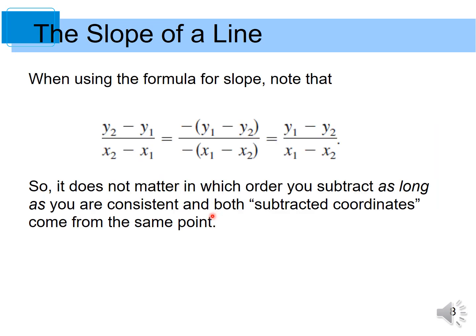When using the formula for slope, you can use the alternative formula, y1 minus y2 over x1 minus x2. They are equivalent. It does not matter in which order you subtract as long as you are consistent, and both subtracted coordinates come from the same point.